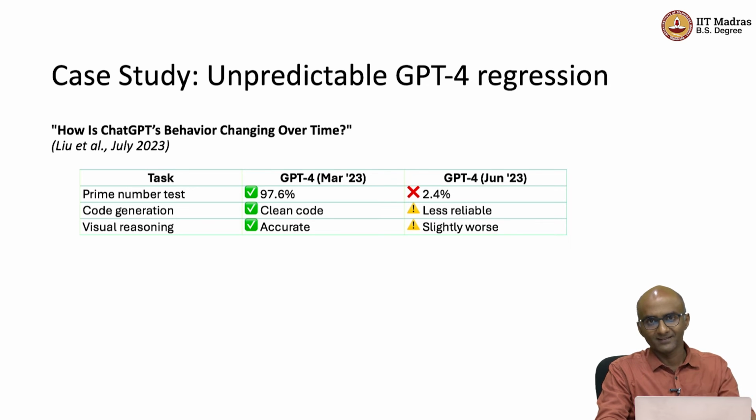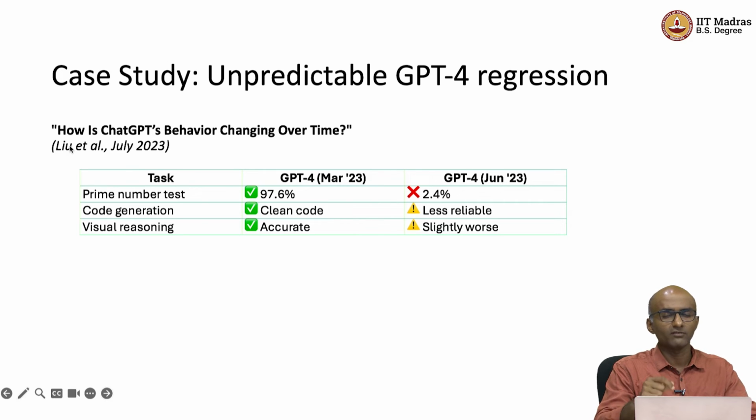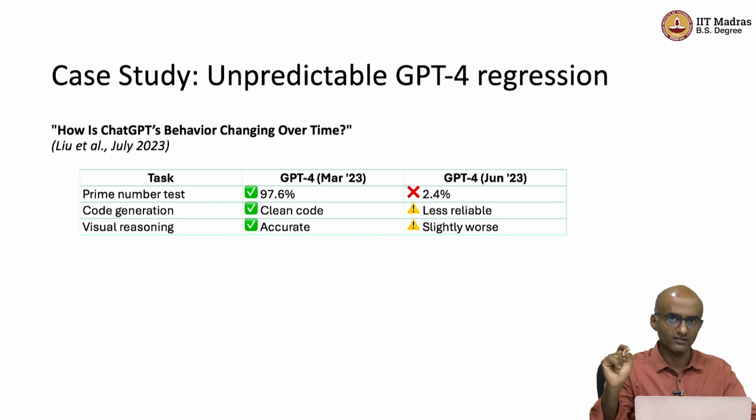So let's take a look at unpredictable behavior with a case study, and this one is from OpenAI itself. When GPT-4 was released back in 2023, there were multiple versions released during the year. One of the interesting things that a researcher, Liu et al., found was that the performance of GPT-4 degraded for certain tasks as newer versions of GPT-4 got released, which is quite remarkable, right?